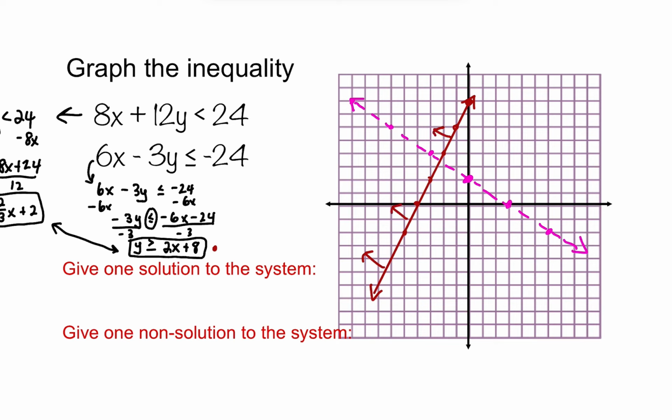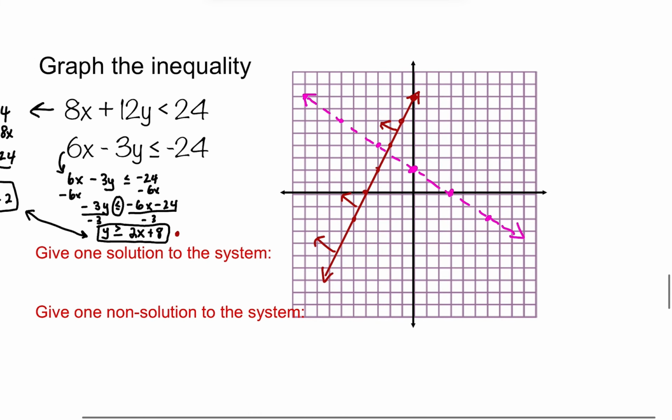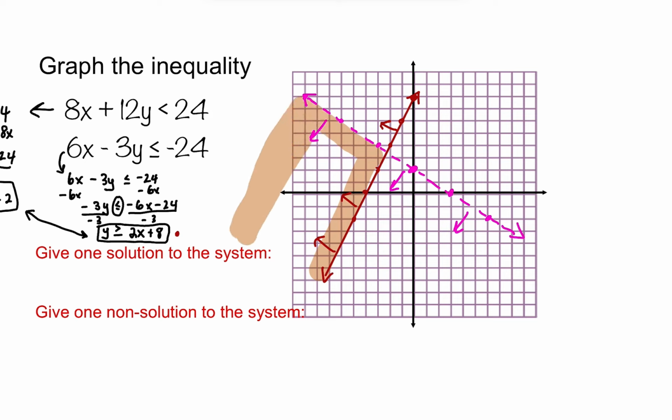And then this one is greater than, so we're going to shade above. The pink one was less than, so we're going to shade below that line. And so my final shaded part is going to be where they overlap, which would be this region right here.